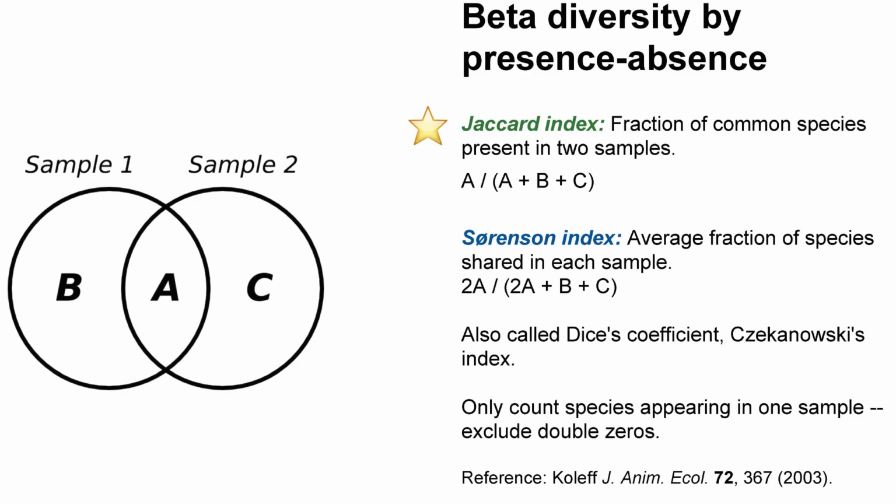To avoid those kinds of issues, the types of measures that we use in beta diversity only consider, for any two samples, the species that we saw in those two samples.